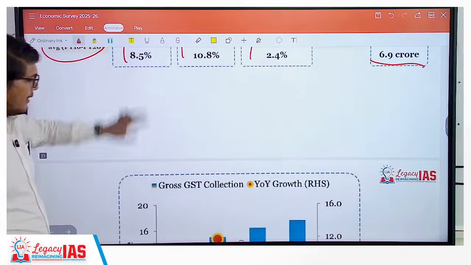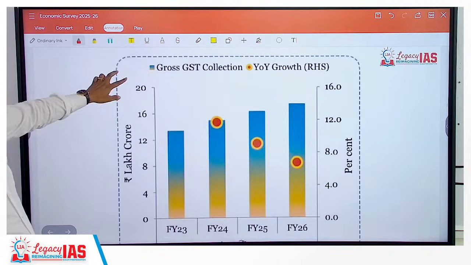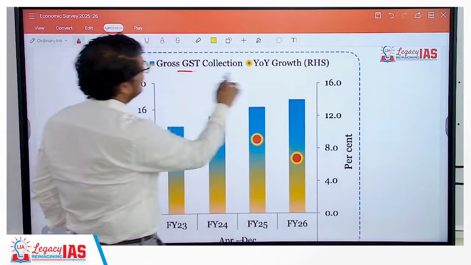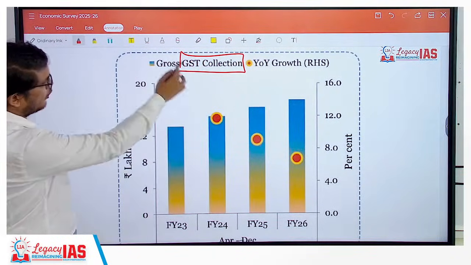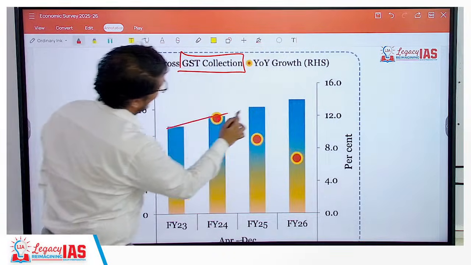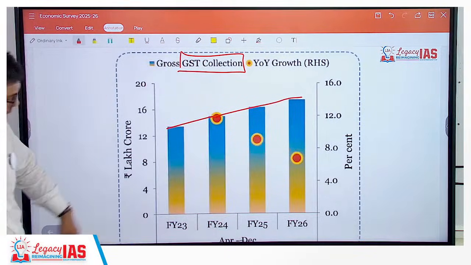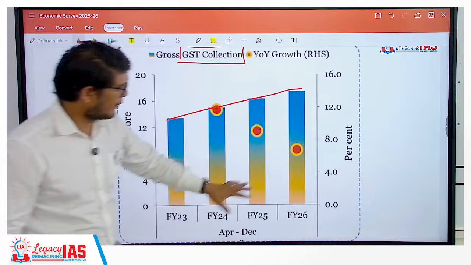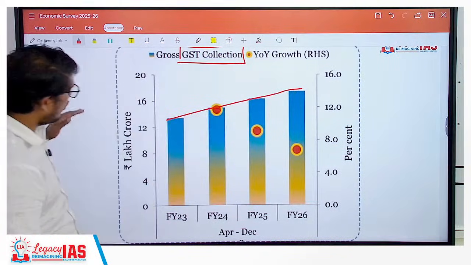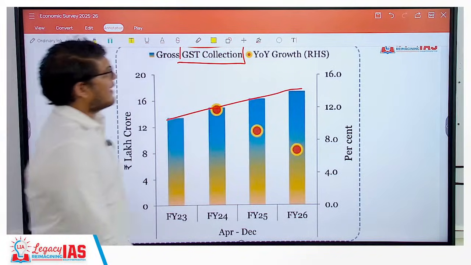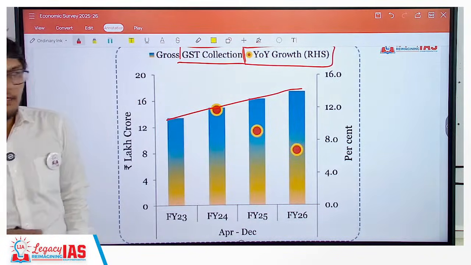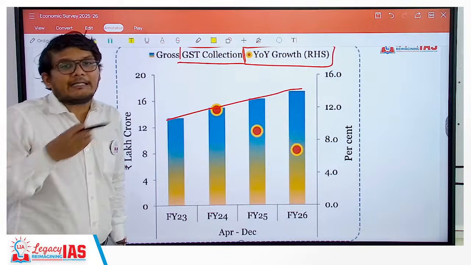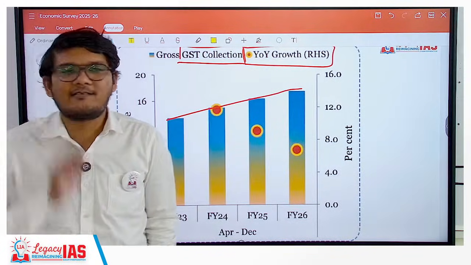All right, let's move ahead. This is about the gross GST collection. So GST is also doing quite well. If you look at the gross GST collection, it has only increased. You can see it from 2023, 24, 25, and the estimation for 26 is also on the higher side. Whereas if you look at the year-on-year growth, that has gone down. The growth is still there, but the percentage at which it is growing has gone down.